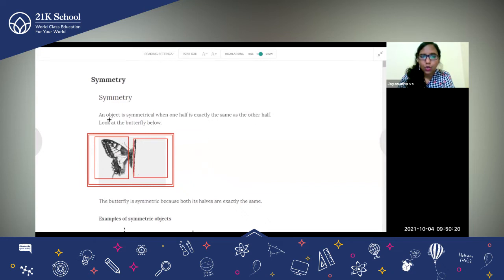Those kinds of things we call symmetrical. When do we call an object or a living being symmetrical? When one half is exactly the same as the other half. Do you agree that this butterfly has that symmetrical property or not? Give a thumbs up.